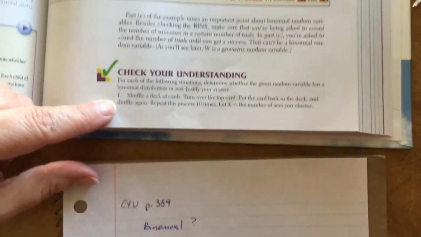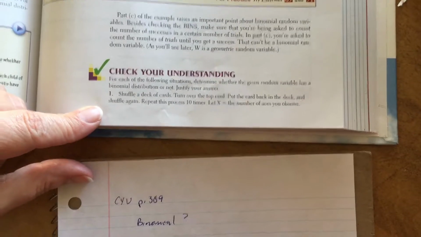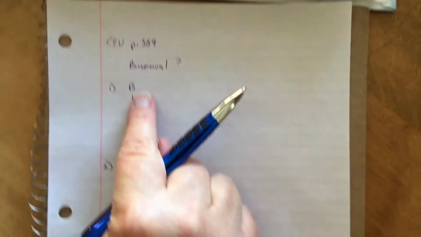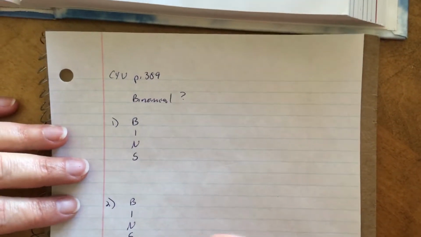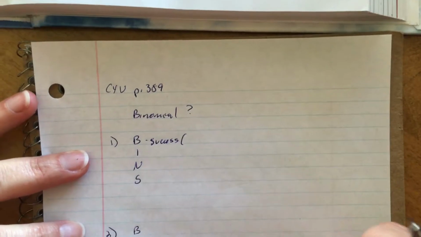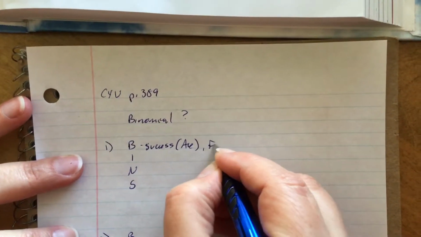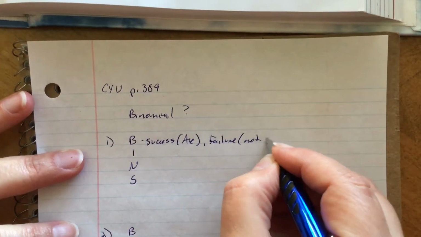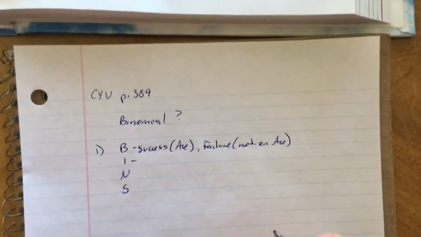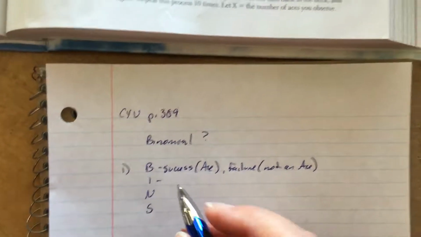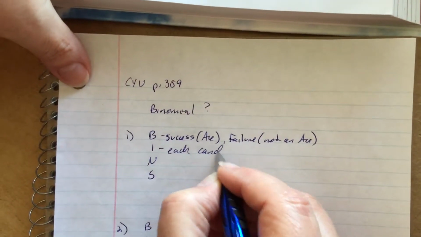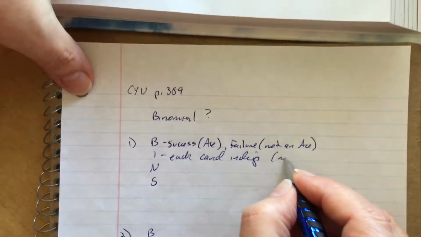We're going to shuffle a deck of cards, turn over the top card, put the card back in the deck, and shuffle again. Repeat this process 10 times. Let X equal the number of aces you observed. So for the binomial, there's binary outcomes. There's a success, in this case, the success is we get an ace, and there's a failure, which is not an ace. I stands for independent. Is each card independent of the other? Yes, it is, because we put the cards back. So each card is independent because of replacement.